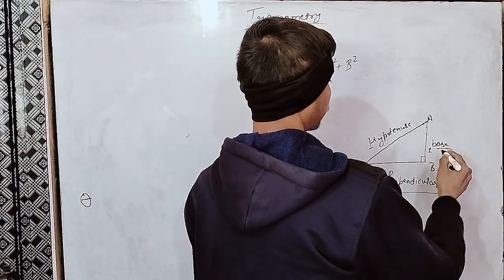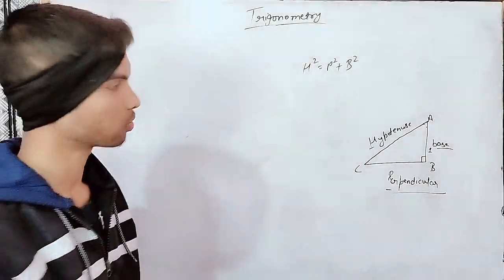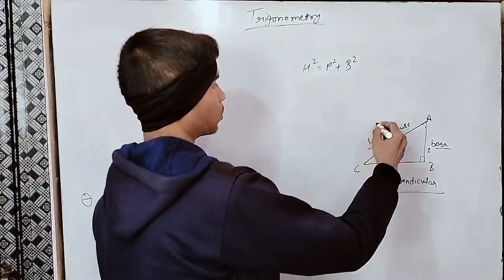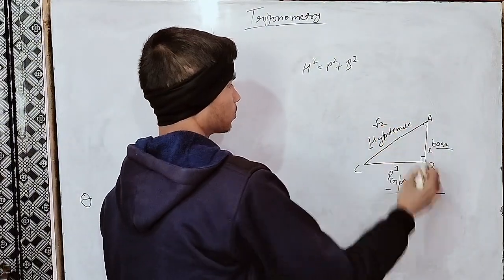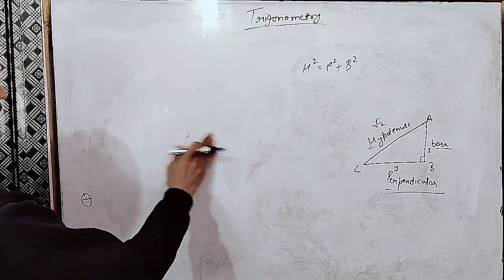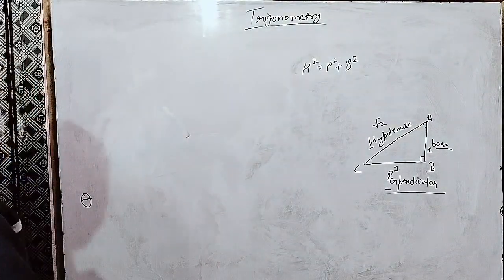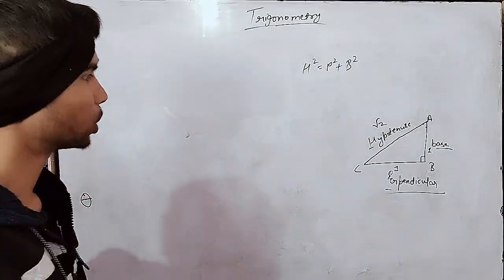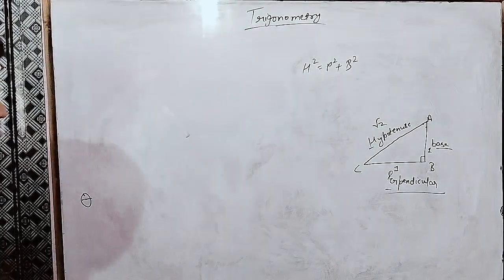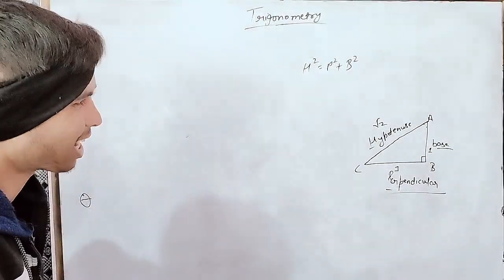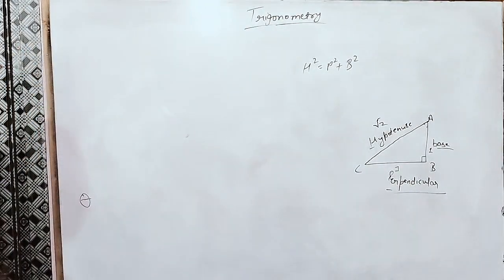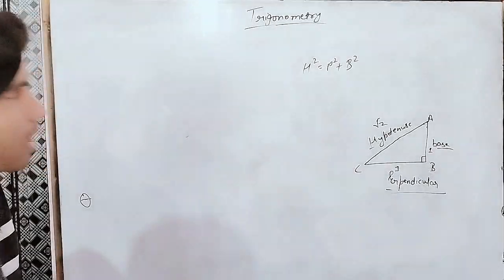Let's suppose we have a base of one unit, a perpendicular of 1 centimeter, and a hypotenuse of root 2. Till now we tried to understand what the Pythagoras theorem is, what a triangle is in the context of trigonometry, what a hypotenuse is, what a perpendicular is, and what a base is.